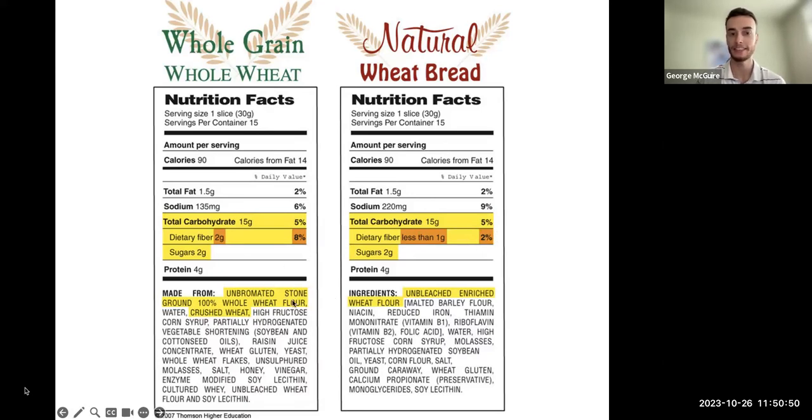And so you can see from the ingredients, the whole wheat bread has unbromated, stone ground, 100% whole wheat flour and crushed wheat as two of the three highest ingredients if we leave out water here. Whereas the highest ingredient for our enriched bread is unbleached enriched wheat flour. And so you can see some of the vitamins and minerals that have been added back or enriched into this food. But again, most of these sugars are simple sugars. So almost all 15 grams of the sugar in this bread are simple sugars, whereas only 13 grams of the sugar in this bread are simple sugars because we get 2 grams of fiber.